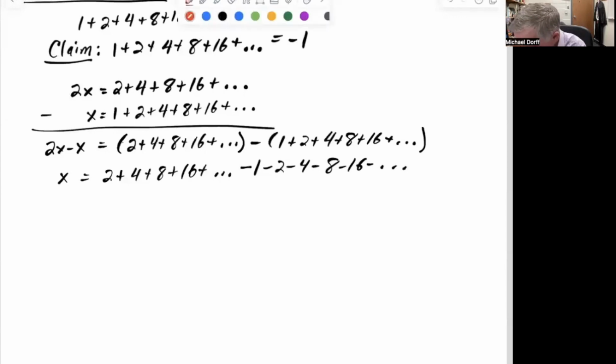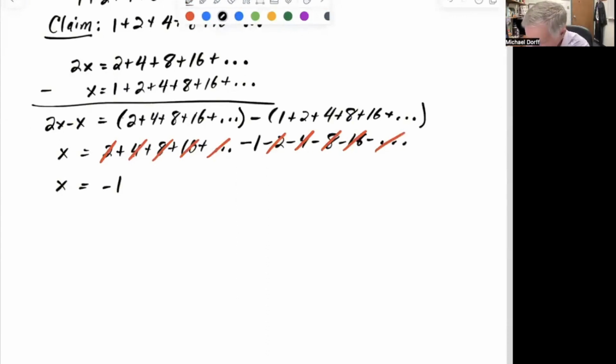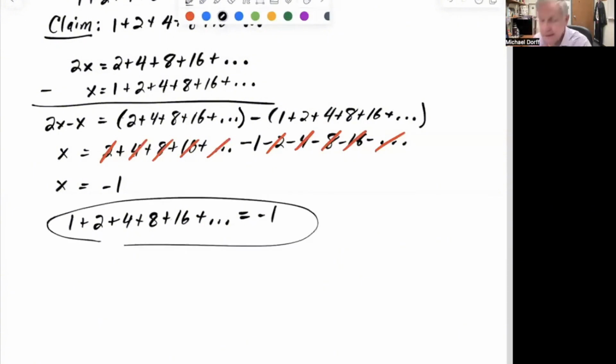And then I can cancel some things out on the right side. The 2 and the -2 cancel out. The 4, -4, 8, -8, 16, -16, and the plus ... with the minus ... So then I have x equals -1. But what was x? x was 1 plus 2 plus 4 plus 8 plus 16 plus ... And so that equals -1. That was my claim. What's going on here?